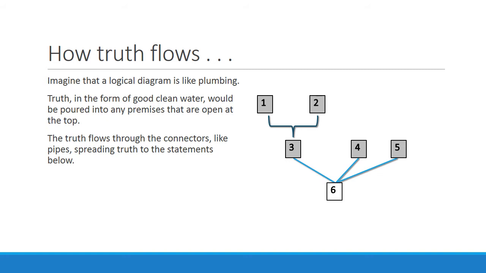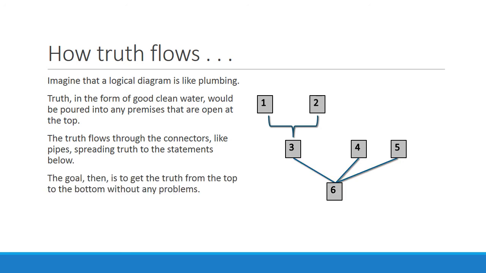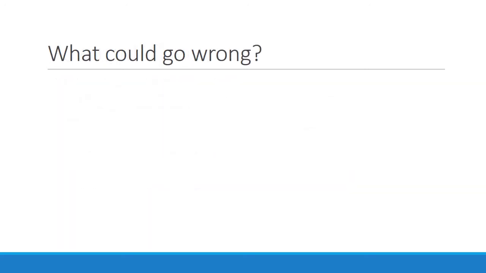Then the truth from 3, 4, and 5, we hope, flows right down those connectors into 6. The goal then is to start with truth at the top and have it flow down through the plumbing to the very bottom without any problems. So what could go wrong? Well, there's 2 distinct kinds of problems you can have.